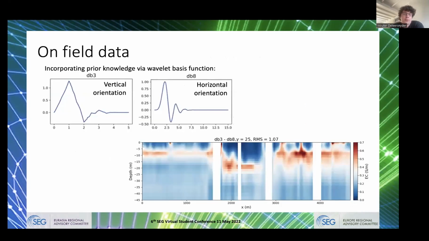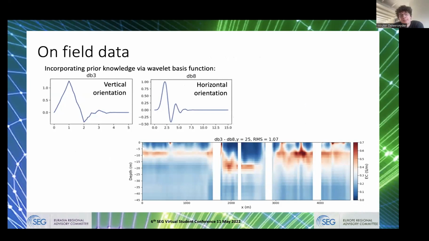So when we look at some field data, this is the way we can incorporate prior knowledge. The data doesn't really have that kind of information, as we can generate all those kinds of inversion models and still fit the data up to the noise level. So we incorporate it, and impose it, actually, with the choice of a wavelet basis function.